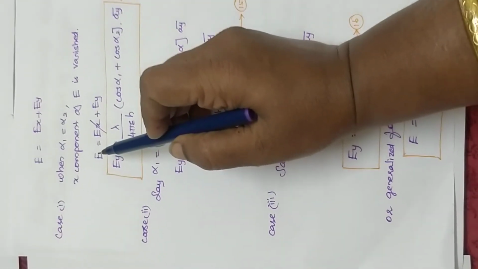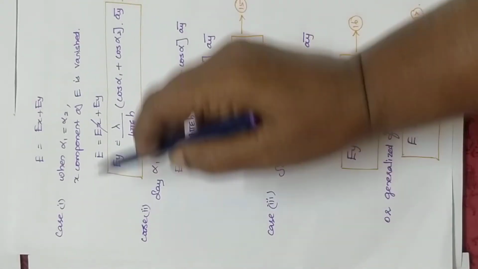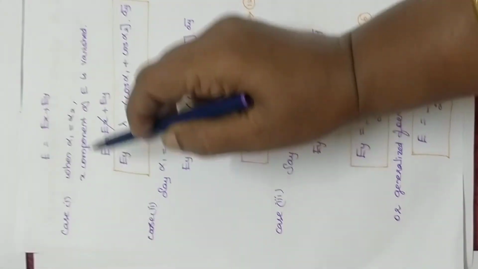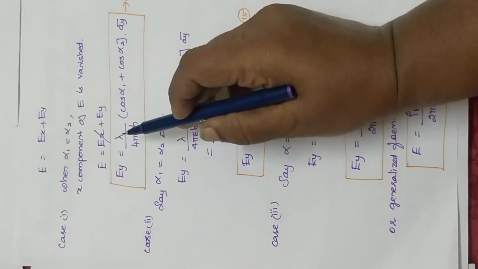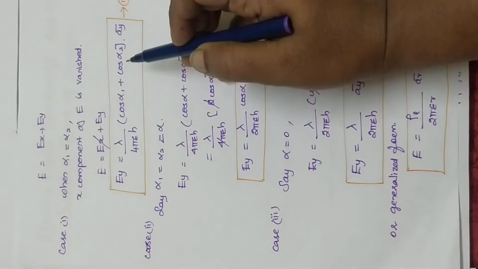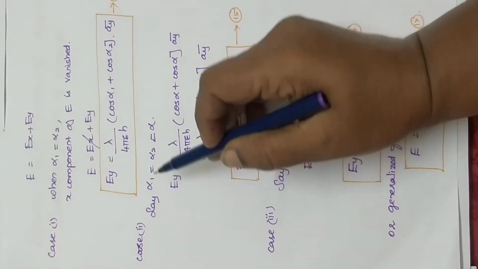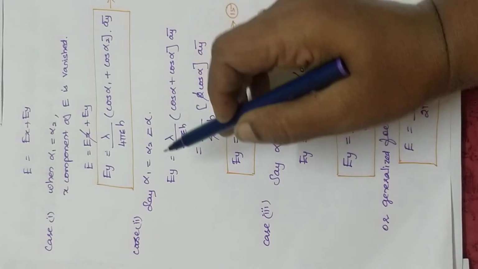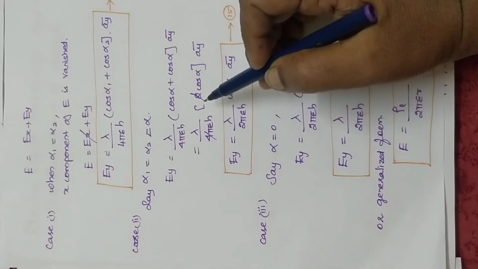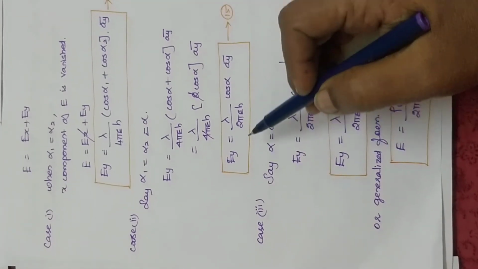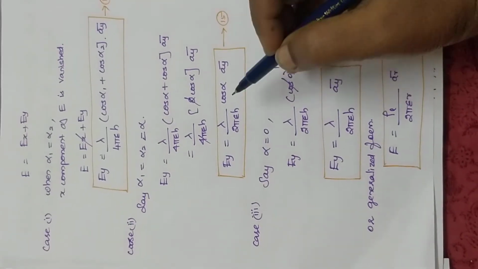First case, when alpha 1 equal to alpha 2, what happens? The x component is a horizontal component, so the x component of E vanishes. You are left with E equal to Ey, which is lambda by 4 pi epsilon of h, cos alpha 1 plus cos alpha 2 of Ay vector. Second case, when alpha 1 equal to alpha 2 equal to alpha, Ey becomes, substituting alpha 1 and alpha 2 equal to alpha, 2 cos alpha. Upon simplification, Ey equal to lambda divided by 2 pi epsilon of h, cos alpha of Ay vector.